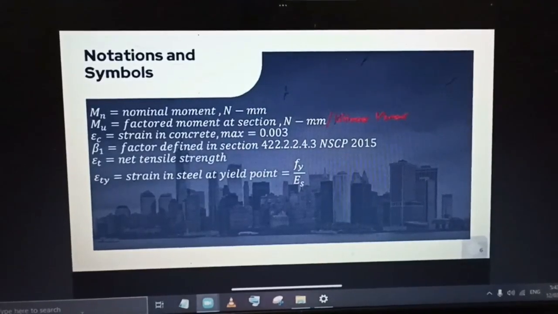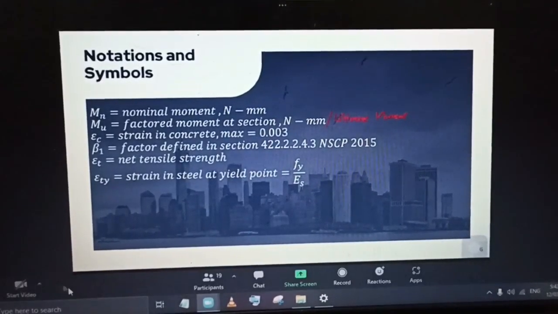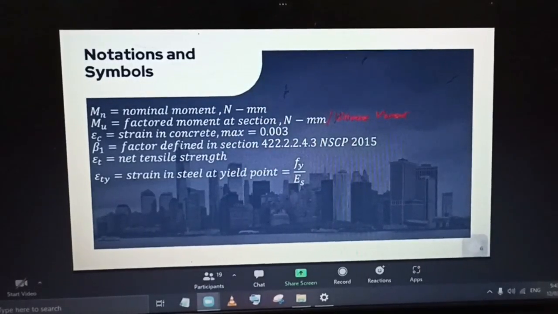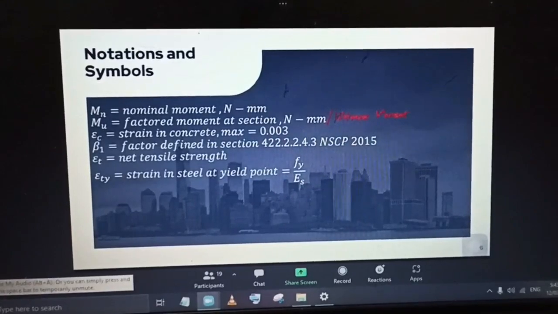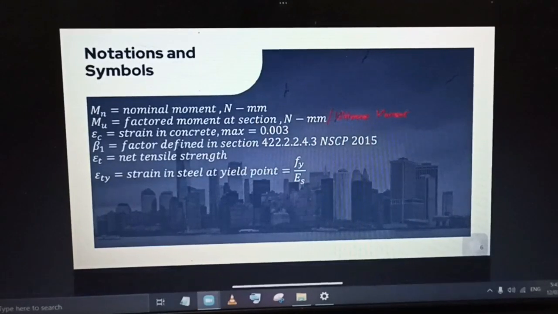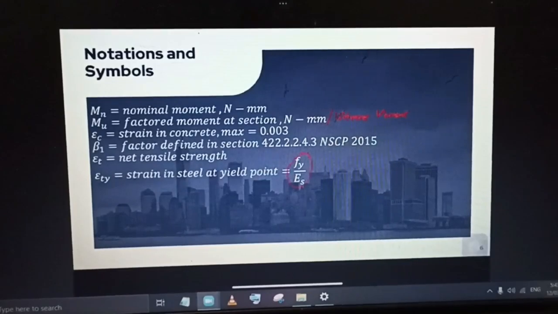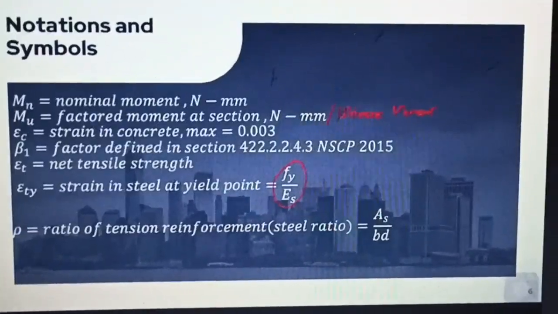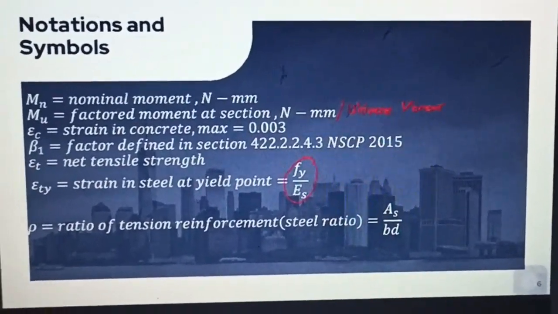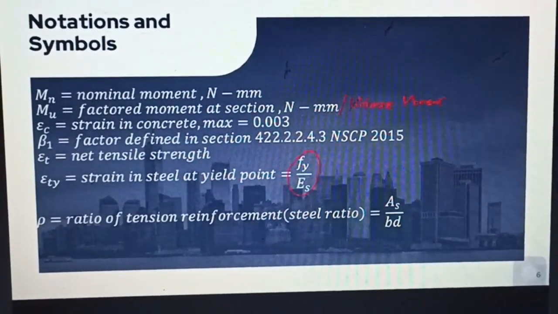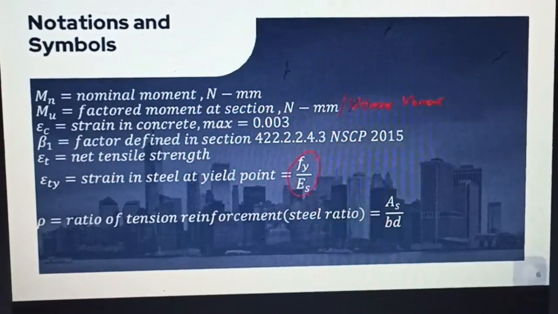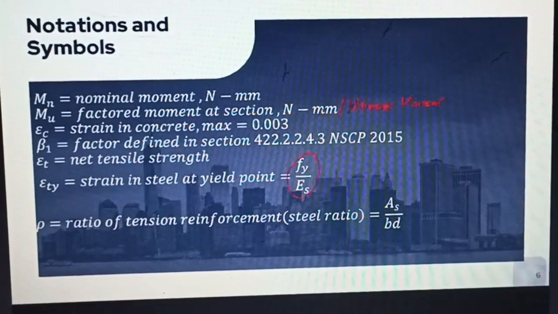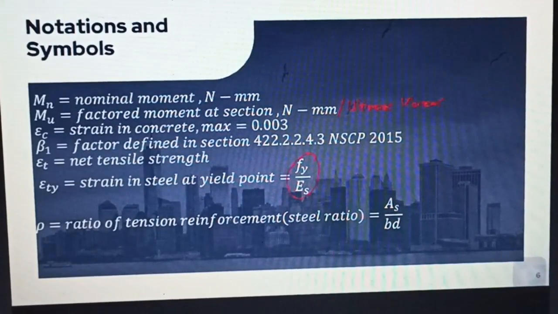Steel at your yield point, and that is taken as the yield strength of steel divided by the modulus of elasticity of your steel, or Fy over Es. Then we have the rho, that is the ratio of tension reinforcement, or sometimes it is called the steel ratio, and was taken as the area of steel divided by B times the D.